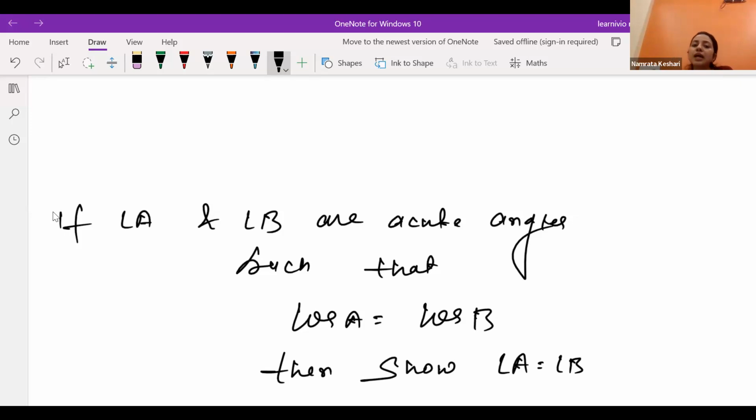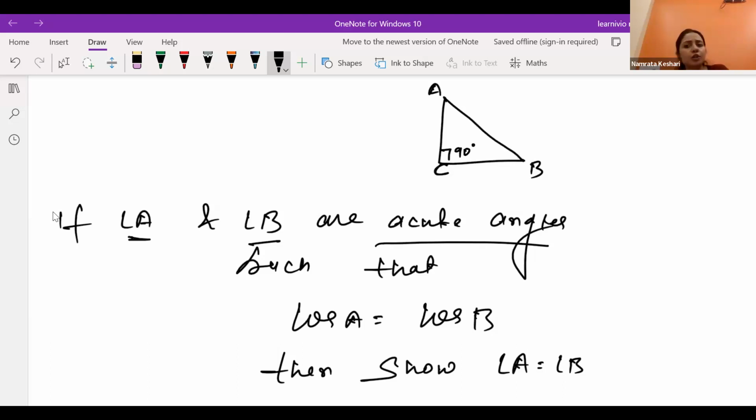Okay, so we can take the help of one right angle triangle. We can call it A, B, C like this, because here it says that A and B are acute angles. So C we can take as 90 degrees, and of course A and B will be acute angles. Now cos A is equal to cos B. Think about it. If we take cos A, what will be the trigonometric ratio? The formula is adjacent side over hypotenuse.